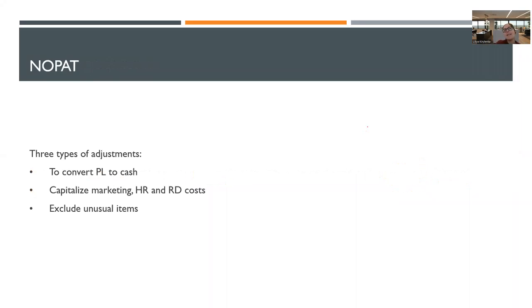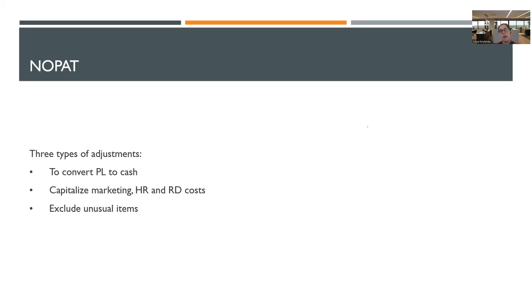How do you calculate notional operating profit after tax? We take our controllable operating profit and make 3 types of adjustments. It is very important to know these 3 types of adjustments because quite often in your exam you are asked, please explain the adjustments you made.